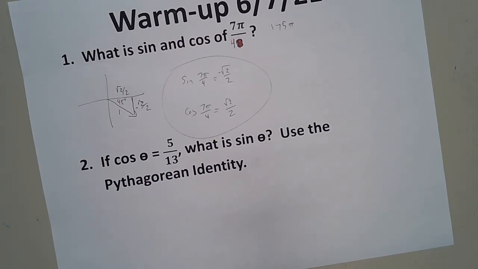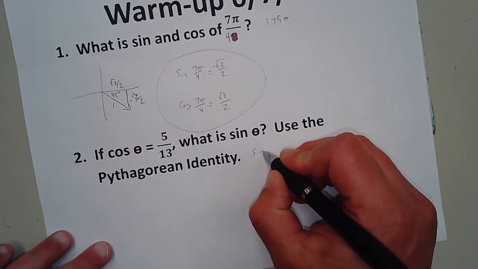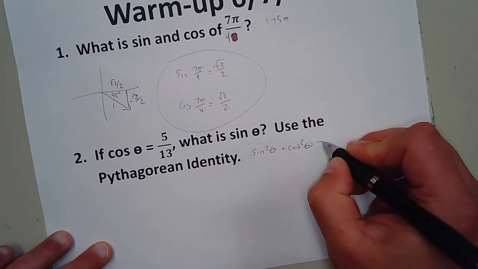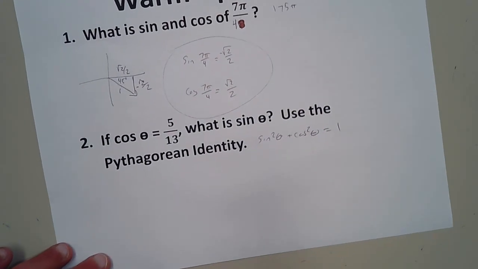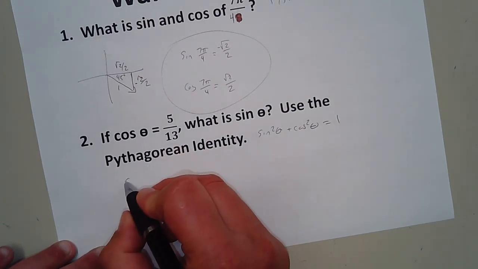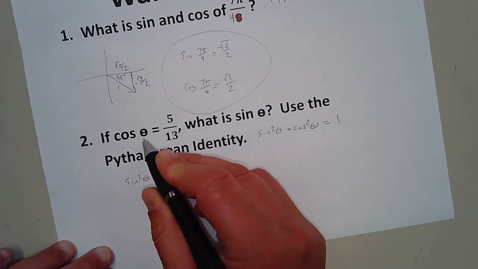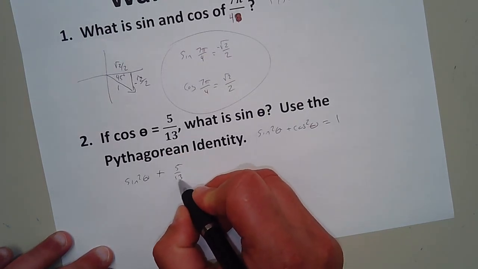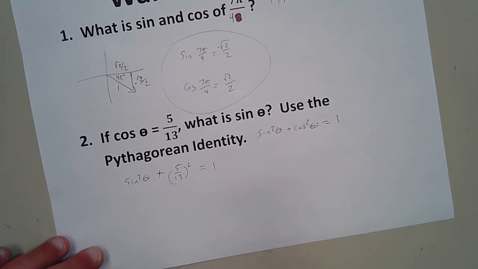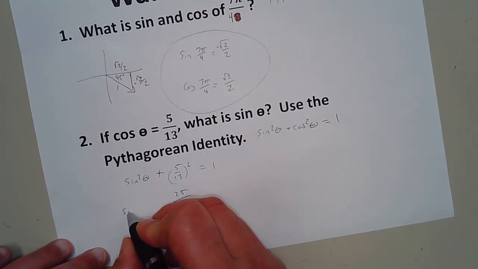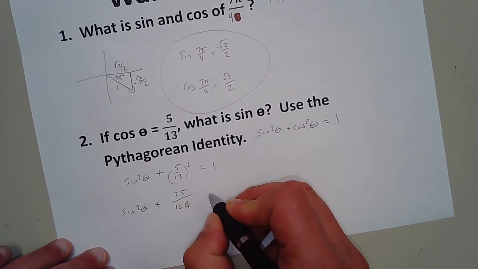All right, this says if cosine theta is 5 over 13, what is sine of theta? Use Pythagorean identity. So Pythagorean identity is the one that says sine squared theta plus cosine squared theta equals 1. All right, so if we're going to go that route, we don't know the sine squared theta. That's what we're going to be working on. Cosine, we do know, so that's going to be 5/13 squared equal to 1. So that's 25 over 169. Keep this as it is.